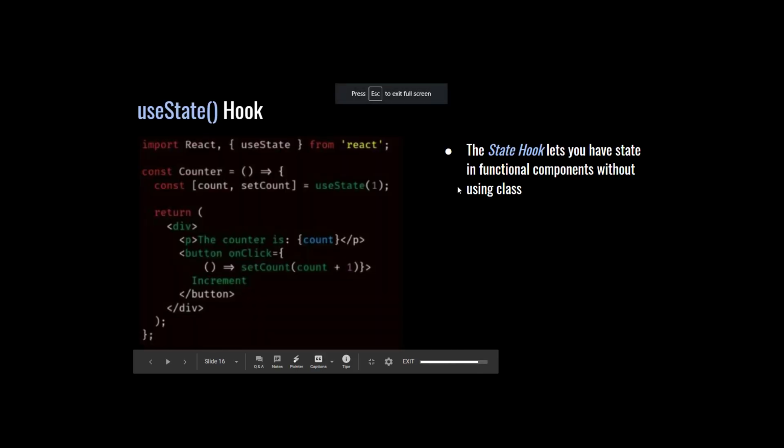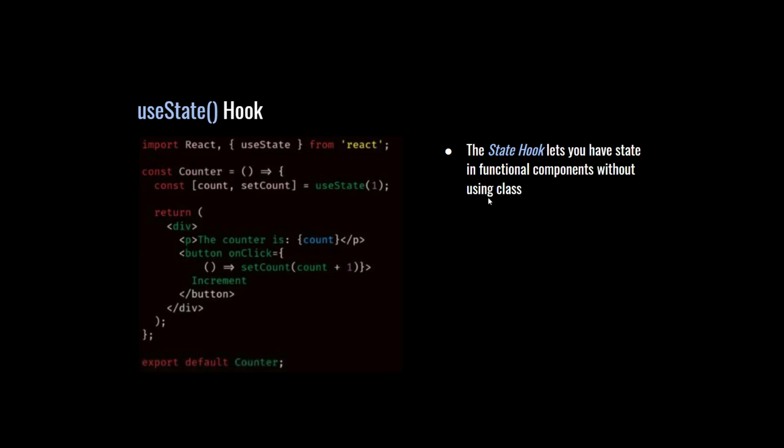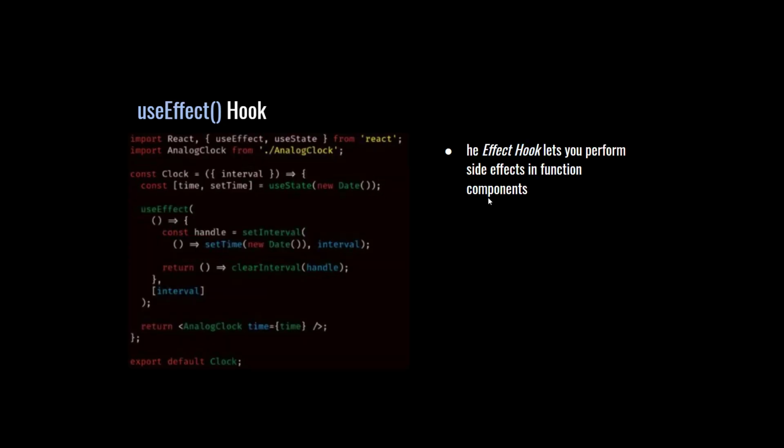So the next one, again, we're just focusing on these 2 you're going to use a lot. The other one is called the effect hook. The effect hook lets you perform side effects in functional components, which means it lets you have life cycle in a functional component.